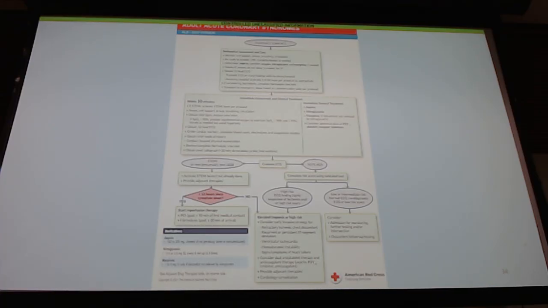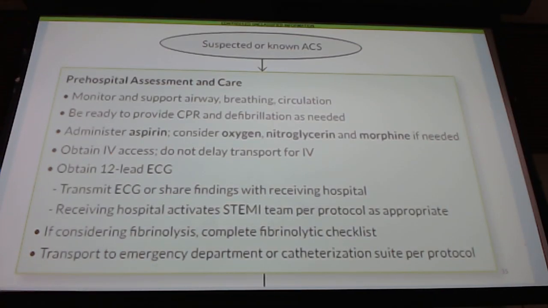So this is the algorithm on what to do with a patient that you suspect has acute coronary syndromes. Okay? This is not cardiac arrest. This is just somebody who's having a heart attack, or you suspect is having a heart attack. So let's say that you are the initial responder, or you are the EMS crew that's called to respond to this patient. What is expected of these individuals in this setting?